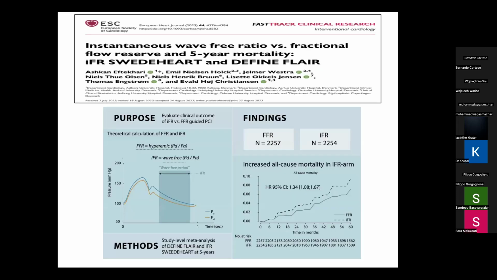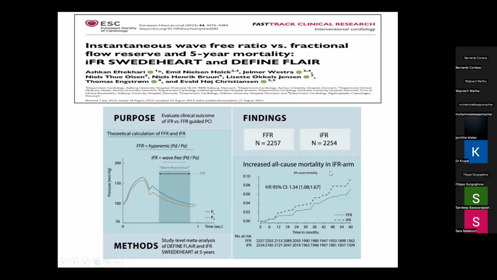Based on these two trials, there was a meta-analysis published in the European Heart Journal. A meta-analysis with two trials? Wow. Yes, a study-level meta-analysis of the DEFINE-FLAIR and iFR-SWEDEHEART trials, published in the European Heart Journal. Fast track. This was in August 2023, about 8 to 9 months back. Accepted after one month. Incredible.